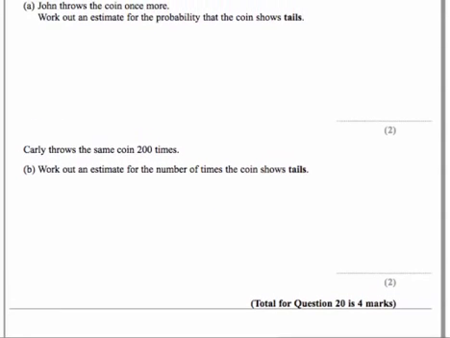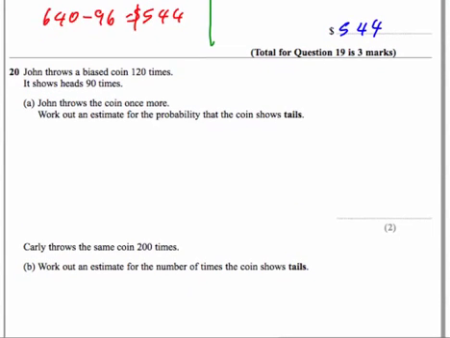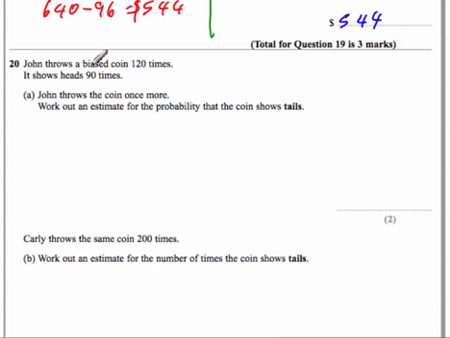Okay, this is a probability question. John throws a biased coin 120 times. It shows heads 90 times. John throws the coin once more. Work out an estimate for the probability that the coin shows tails.